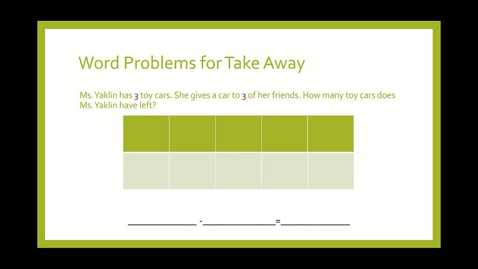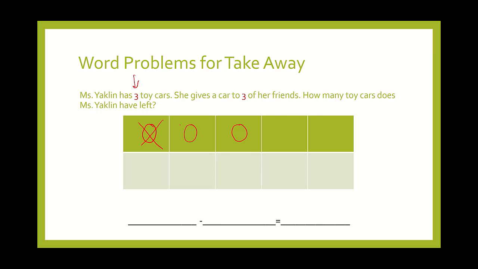Okay, so we're going to try some word problems. So Miss Yaklin has 3 toy cars. She gives a car to 3 of her friends. How many toy cars does Miss Yaklin have left? So we're going to start with how many did I have first? I had 3, so I'm going to draw 3 circles. 1, 2, 3. And then I gave 3 cars to my friends. So I'm going to cross out 3 of my circles.